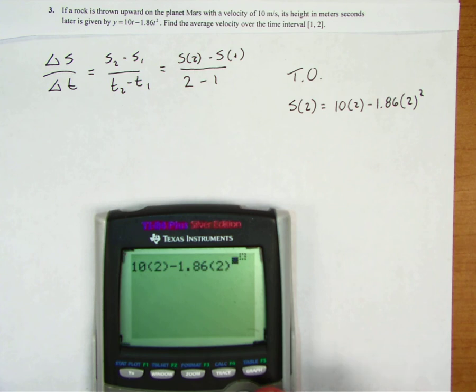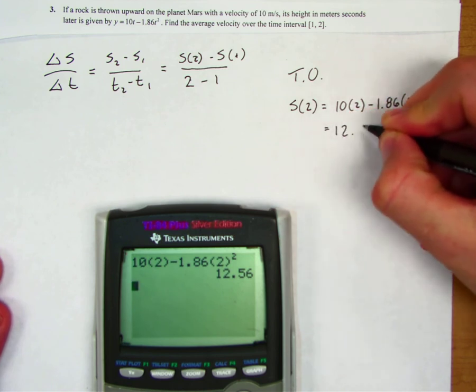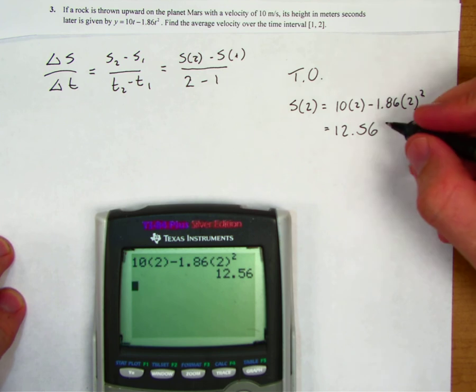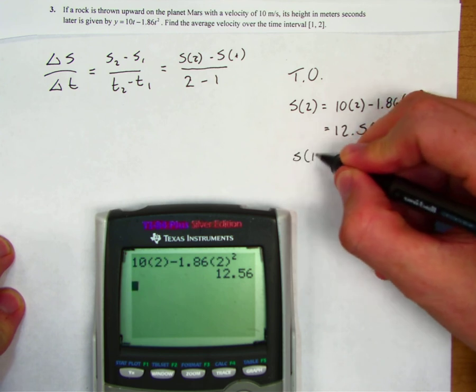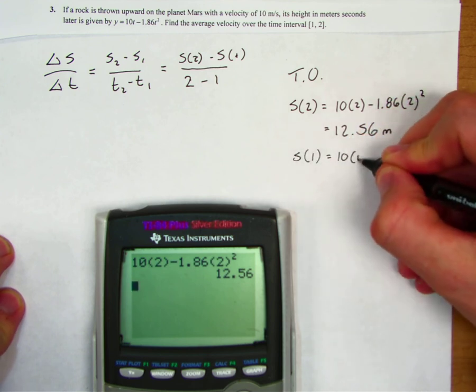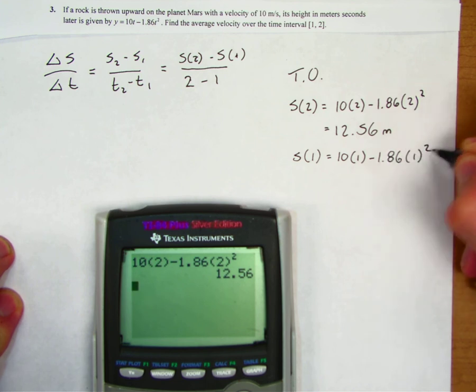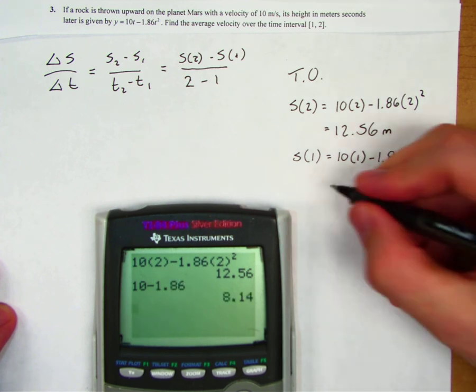And let's fix that. Come up with 12.56. We are looking at, I believe, meters here, so go ahead and give it some units just to remind us, and do s of 1 at the same time. It gives us 10 times 1 minus 1.86 times 1 squared, which is really 10 minus 1.86. And we get 8.14.